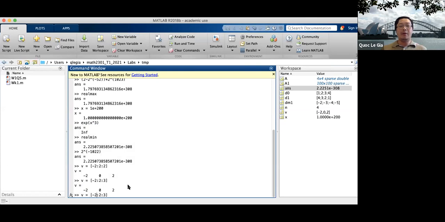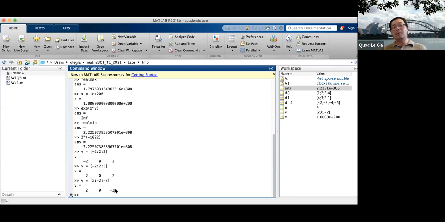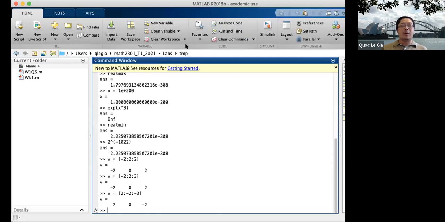So suppose I have 2, minus 2, and minus 3. Then you see now it's going down, but it doesn't go to minus 3, right? It just stops at 2, okay? But be very careful. So now suppose I have V is minus 2, increase by 2, and stop at 2.